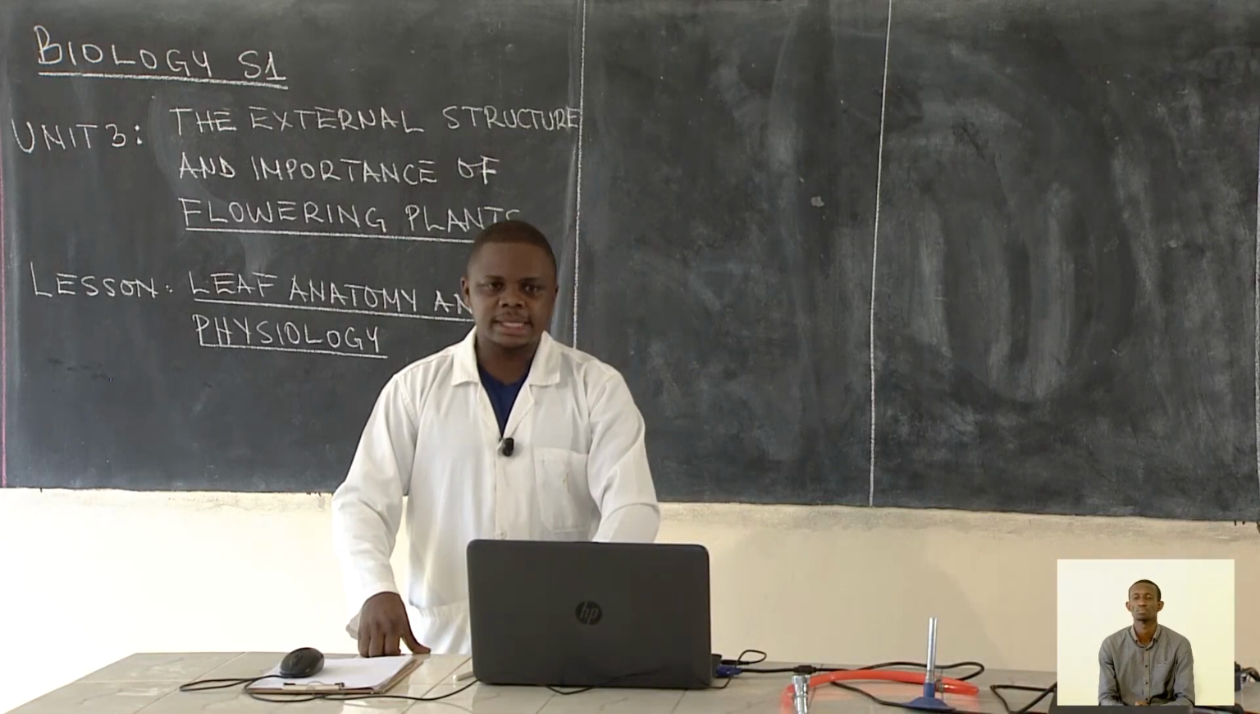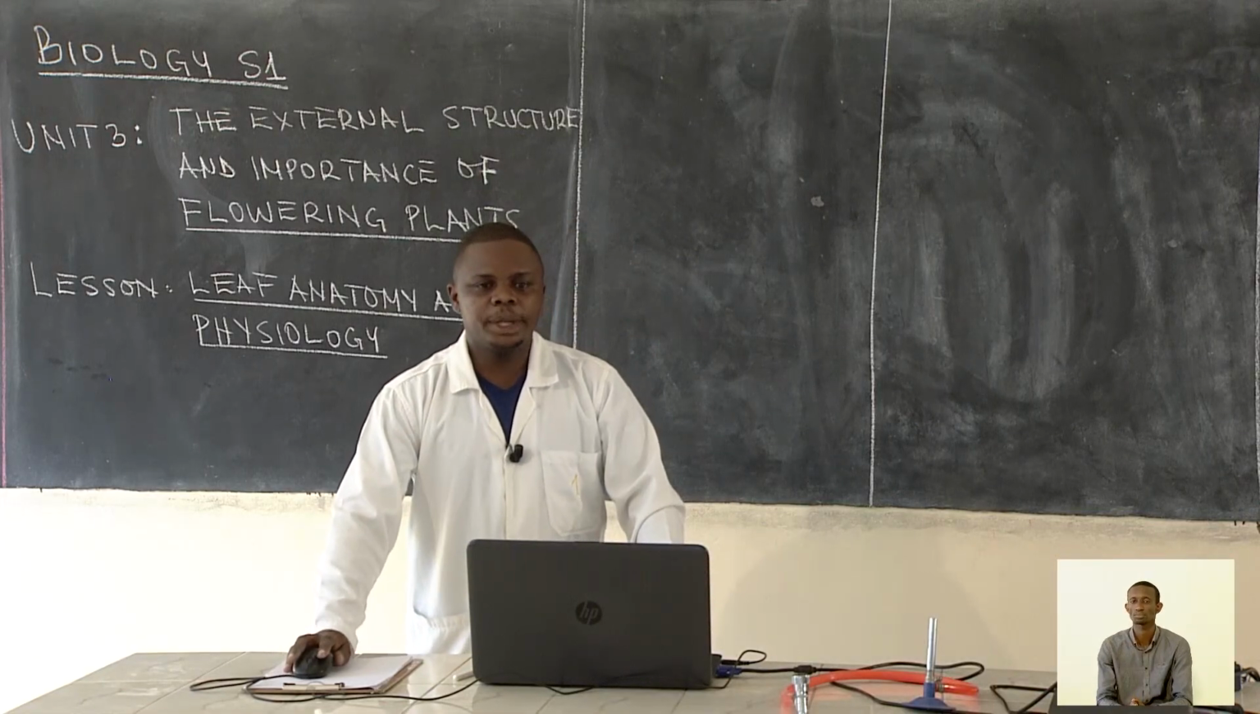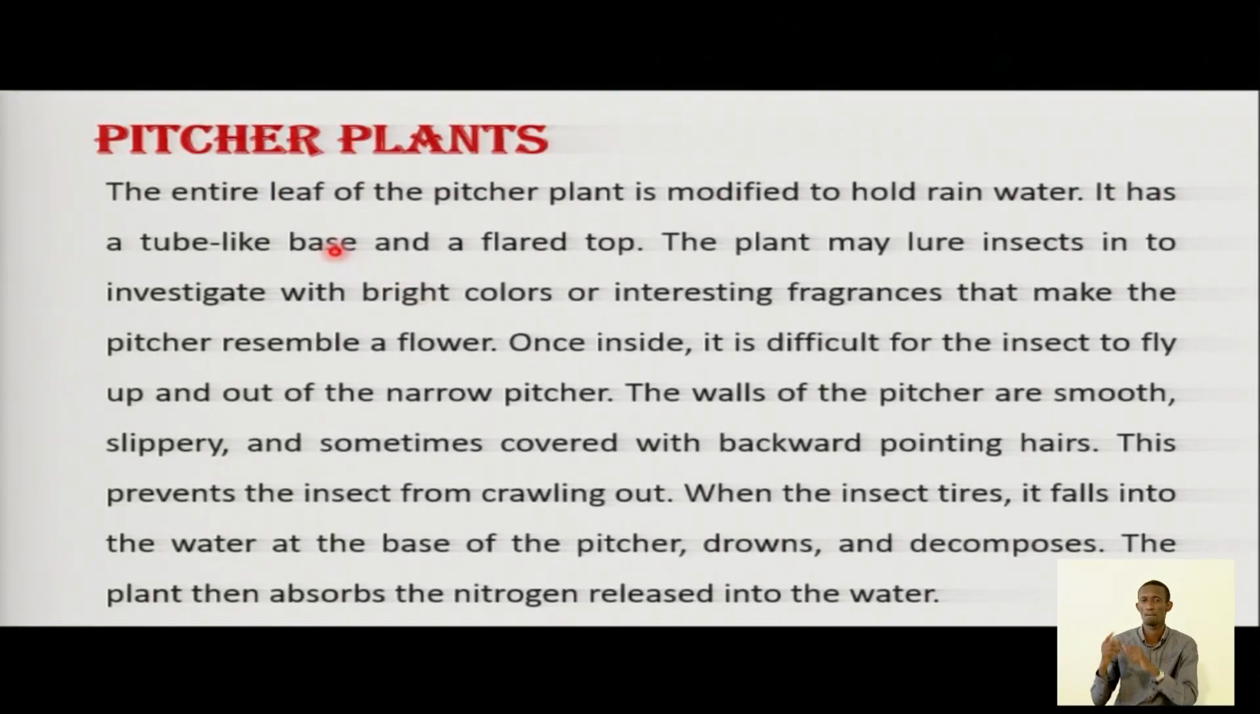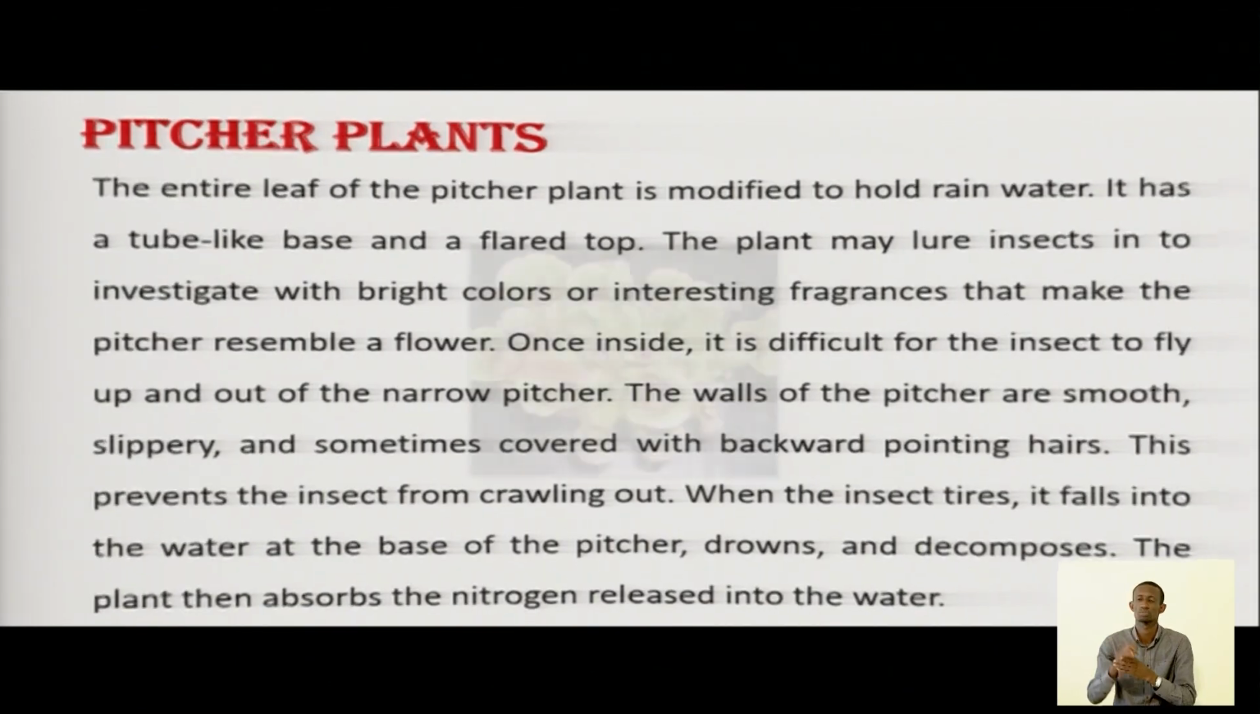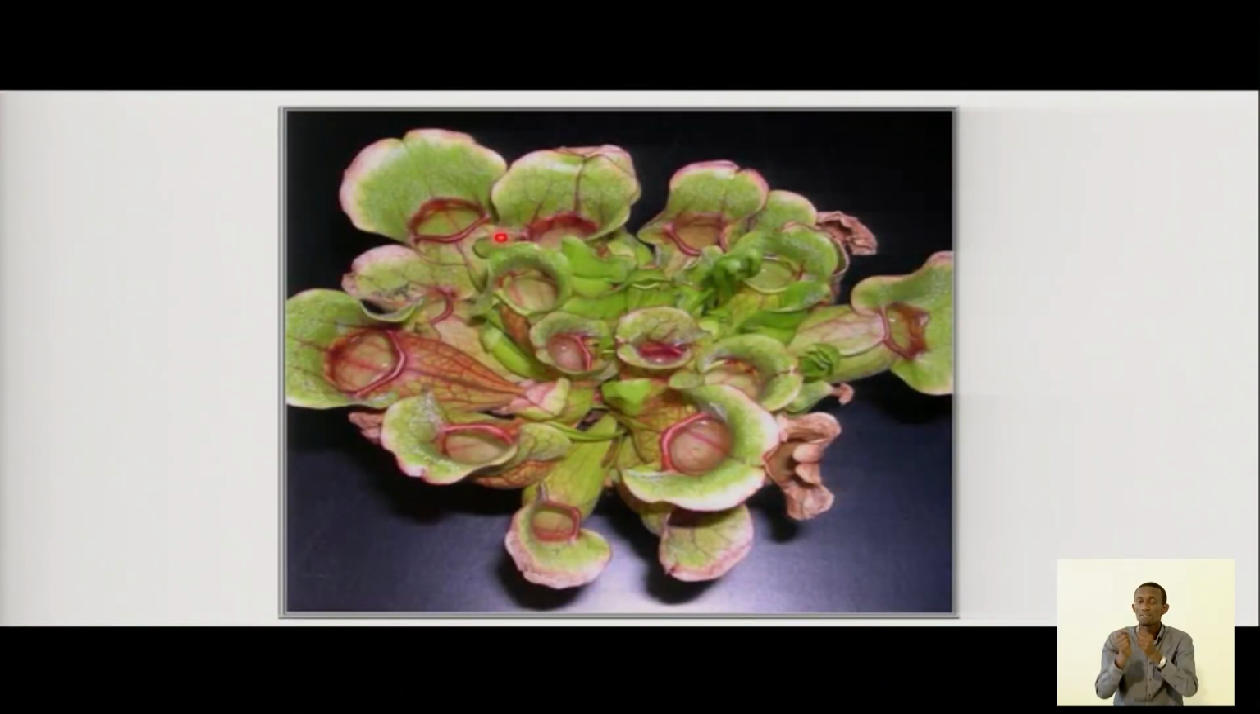That means, let us take an example. Here we have pitcher plants. Pitcher plants are plants which are modified for catching insects. Like you see this plant, inside it is slippery and smooth. Then it also has hair which is backwardly pointed, so that when the insect comes in here, it is slippery, it will fall inside, and when it tries to come back, it will be trapped by hair, and in that process, the insect will get tired.